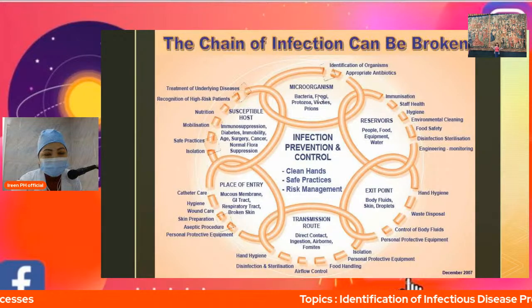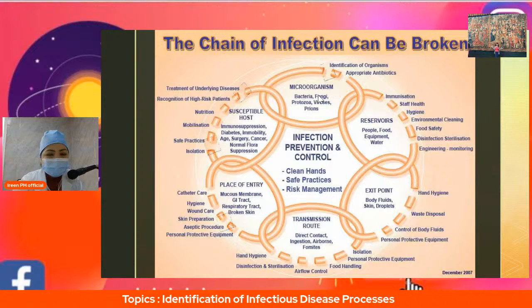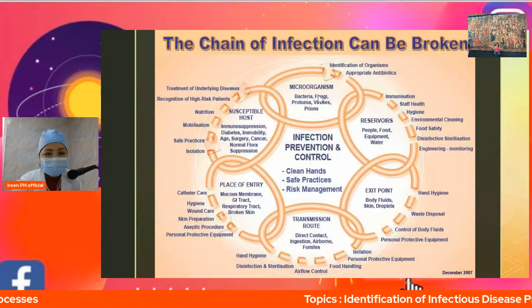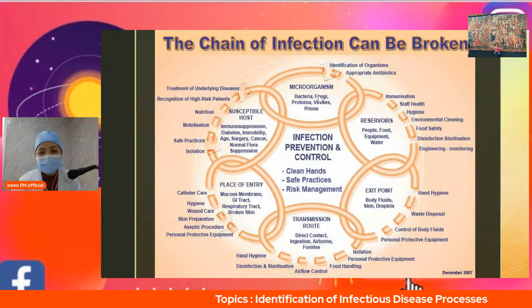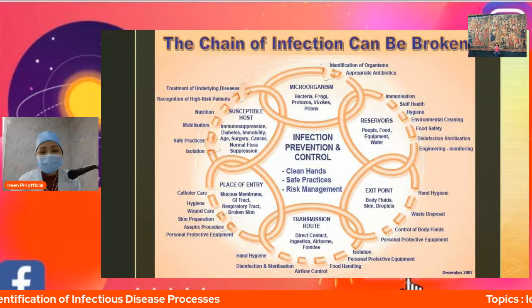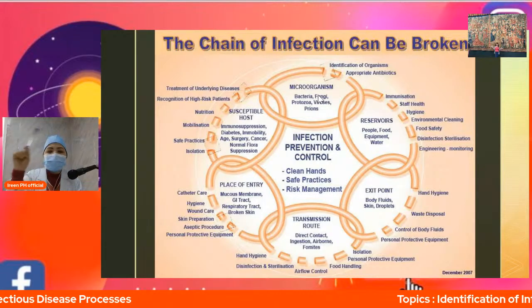These include your nutrition, mobilization, the safe practices, and isolations. This is how treatment of underlying diseases and recognition of high-risk patients are done. Okay, now this is what you call the chain of infection, which can be broken by this cycle pattern.